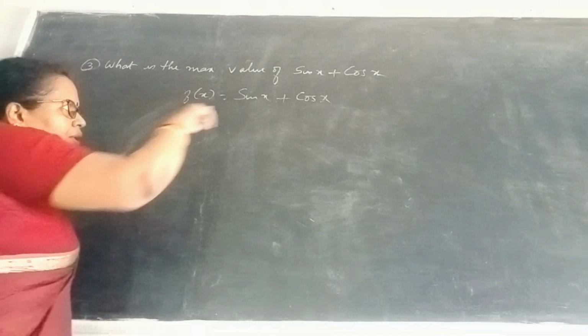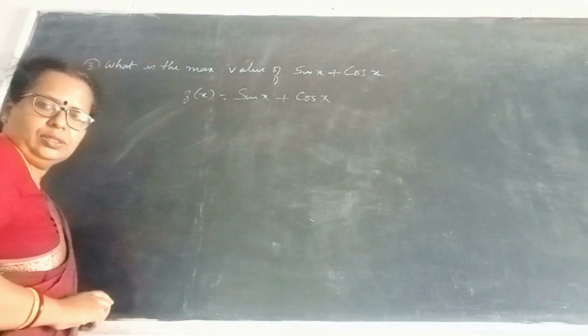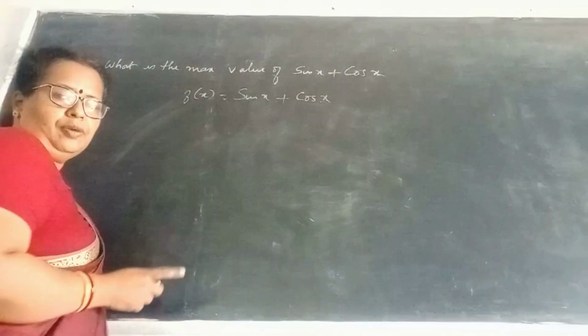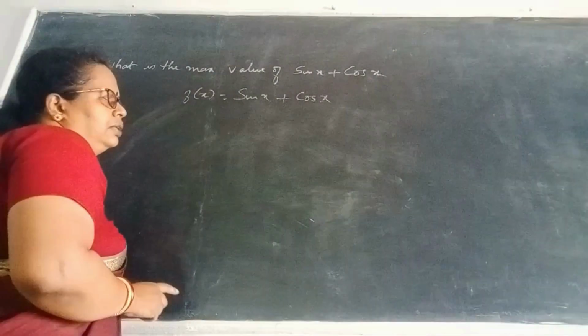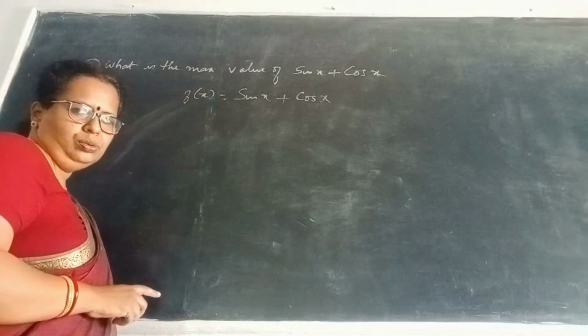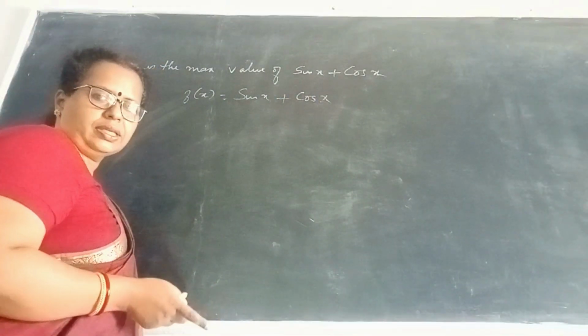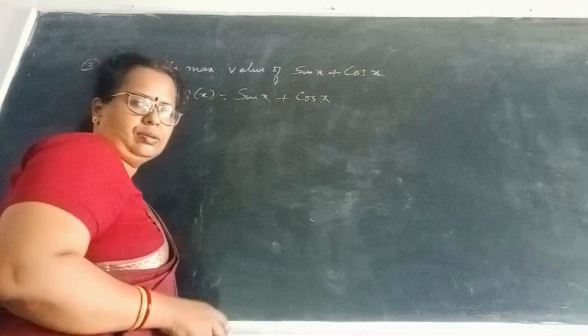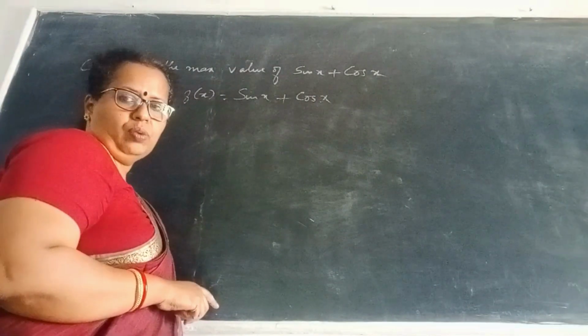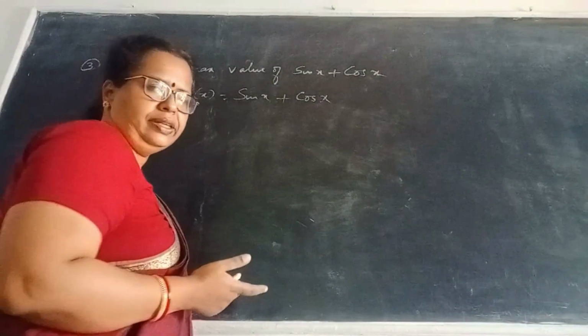Look here. We know the maximum value of sin x is 1 and the maximum value of cos x is 1. Is it 1 plus 1, 2? No, it is wrong, because when sin x is 1, cos x will be 0. So it is 1 plus 0. So you will get 1 in that case. Is it the maximum? Let us check.